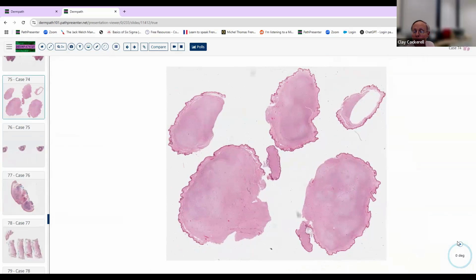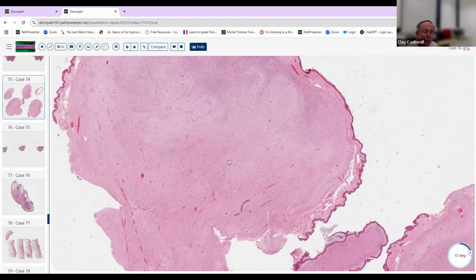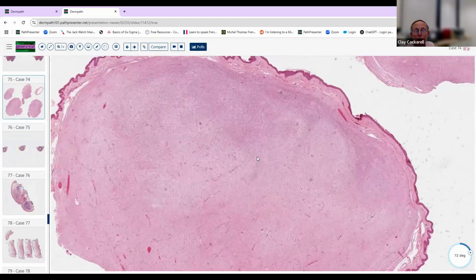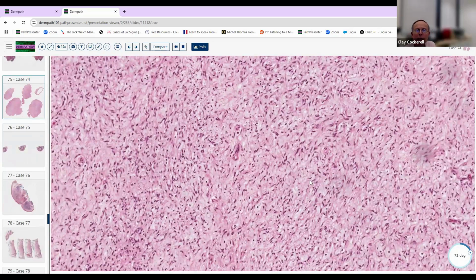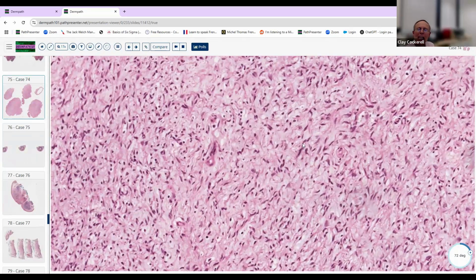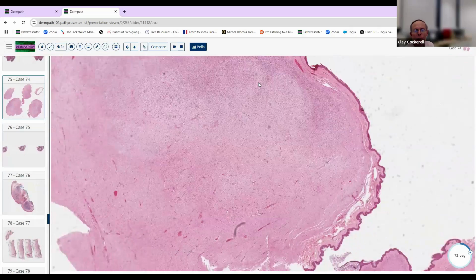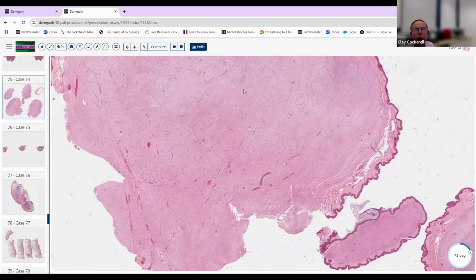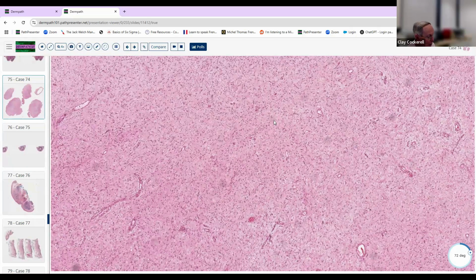Number 74, a neoplasm comprised of these small spindle-shaped cells with this fine fibromucinous stroma. They're just kind of swimming lazily within this. This is a beautiful example of a neurofibroma. Beautiful neurofibroma. No question with this. Hopefully this will be an easy one for you to distinguish. And they don't look like any of the other choices.